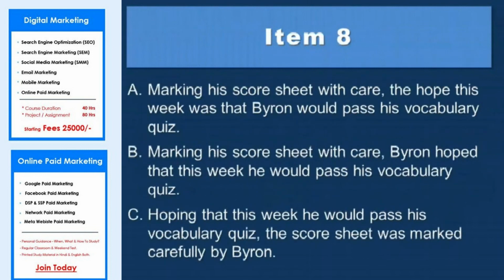Now the last question coming up here for you. "Marking his score sheet with care, the hope this week." So was the hope marking the score sheet? Definitely not. B part: "Marking his score sheet with care, Byron hoped that this week he would pass his vocabulary quiz." B sounds correct. Let us see whether C is a better version or not: "Hoping that this week he would pass his vocabulary quiz, the score sheet was marked carefully by Byron." As we have seen, you should avoid passive voice constructions and always prefer active voice constructions. So B was no doubt a better answer choice here.